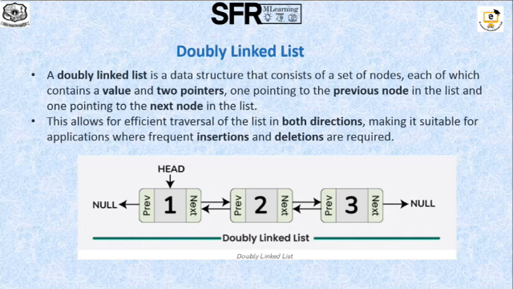As with singly linked list or any other data structure, the normal operations are also available in doubly linked list. Those operations include insertion, deletion, traversing, and searching. These are the basic operations we are going to see in doubly linked list.